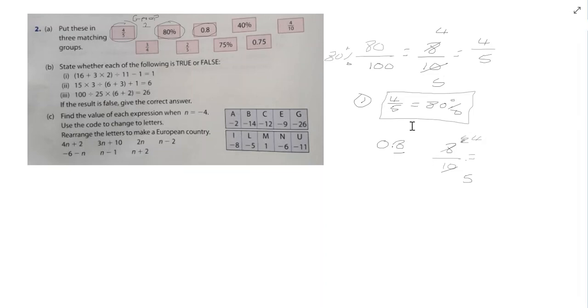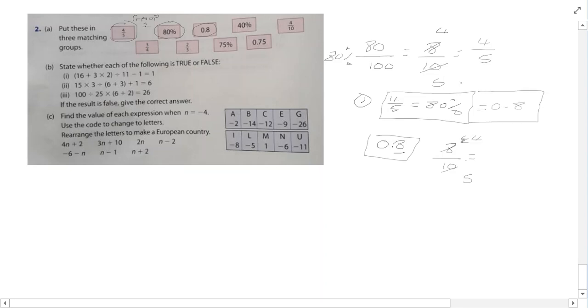What we can do is include this decimal within this first group. We can just write this is equal to 0.8. So this is actually our first group. So we include these three numbers.